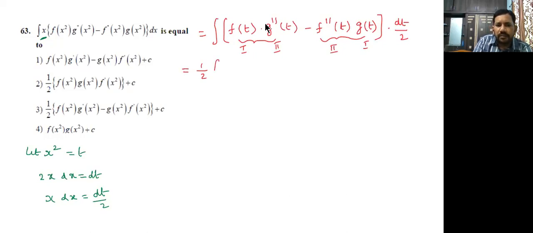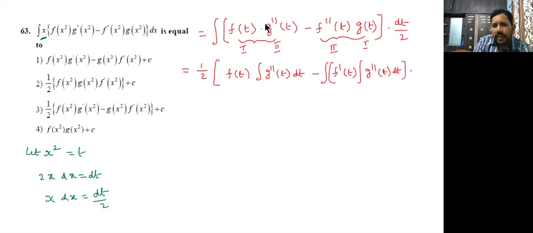Now split that. f of t, I'm using integration by parts: g double dash of t dt, minus integration of the derivative, f dash of t, integration of g double dash of t dt, and whole dt. This is only the first one.